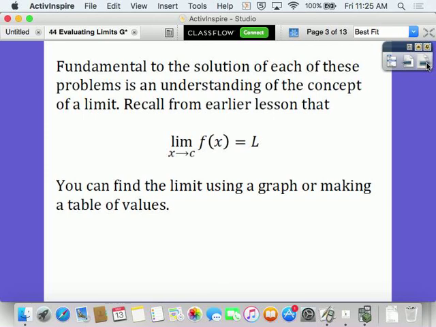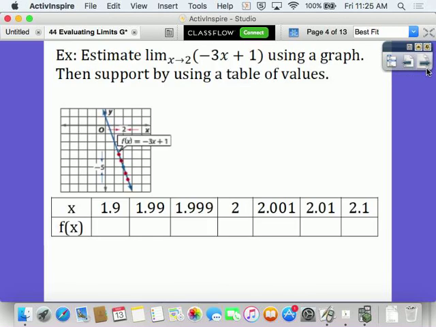Now, if you recall back from lesson 7, that's when we first started talking about limits, the limit as x approaches c of a particular function equals L. L is some value. So it's basically asking you, as x approaches c, what is the y going to equal? And that is what L is. And you can find this limit, again, by using a graph. So we're going to use our graphing calculator to do this, or making a table of values. And that's basically for those who don't have access to a graphing calculator. So we're going to jump right on into it.